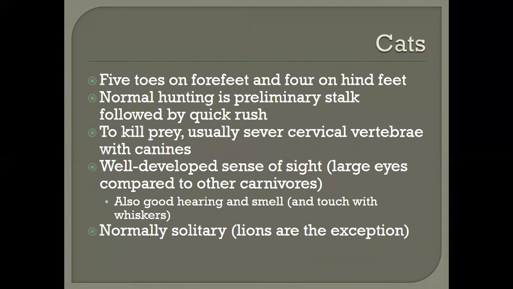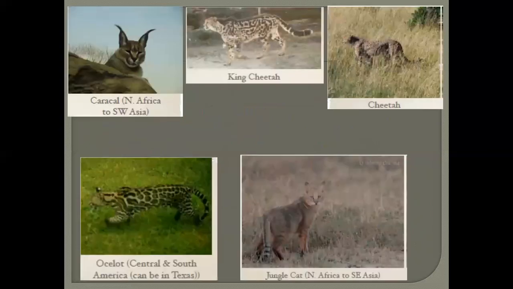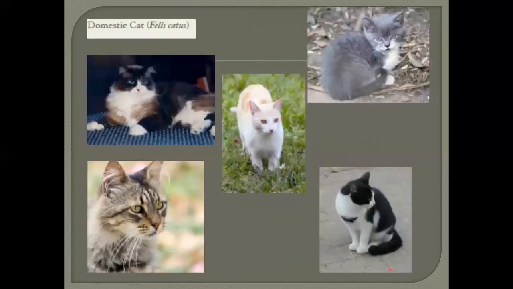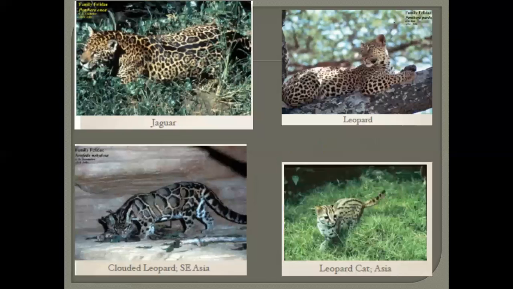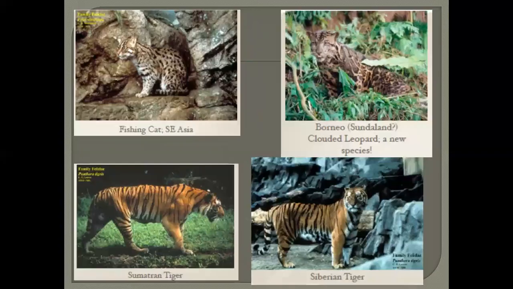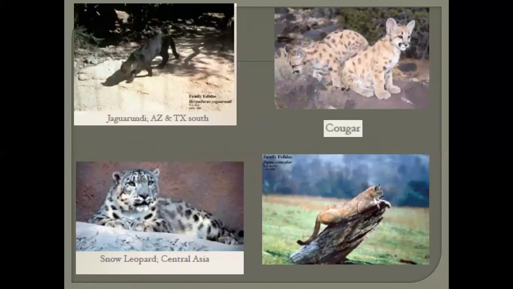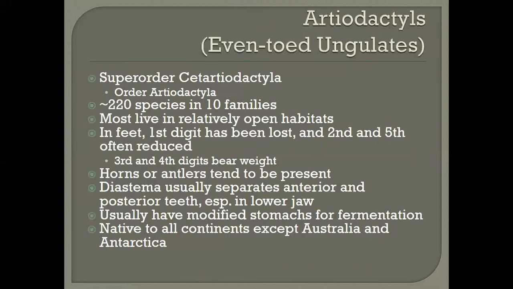They have a well-developed sense of sight, and they tend to be solitary with the exception of lions. And there are some instances where male cheetahs will exist in groups. We'll talk more about that later with the mammal chapters. Lots of cat representatives.